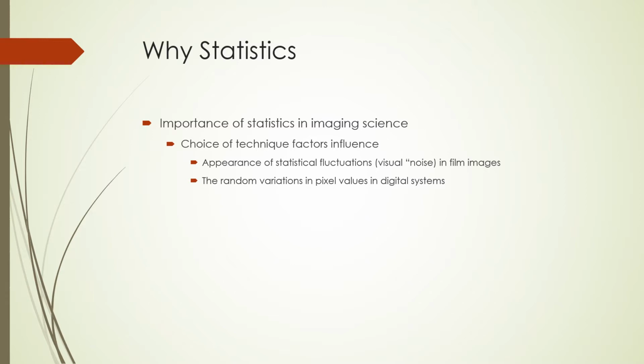In film images, noise appears as statistical fluctuations, which we call visual noise. In digital systems, noise is the random variations in pixel values. Digital images are also affected by the choice of pixel size, grayscale, and acquisition time. Image appearance can also be changed by different functions based on statistical distributions. Image reconstruction algorithms also make use of statistical distribution functions. So it's important to have some basic knowledge of the role of statistical factors in imaging.